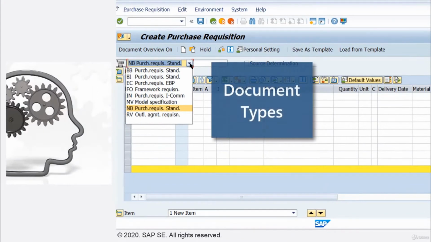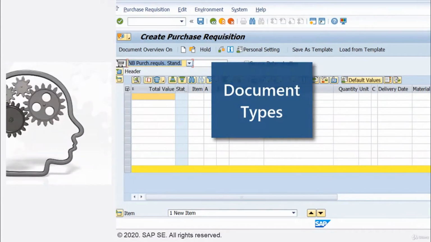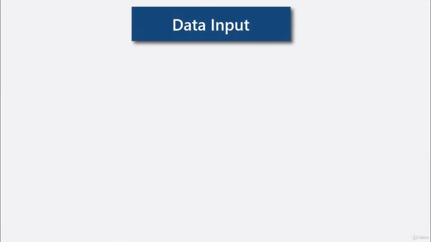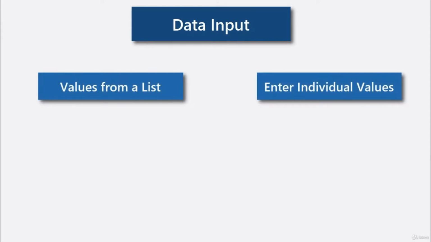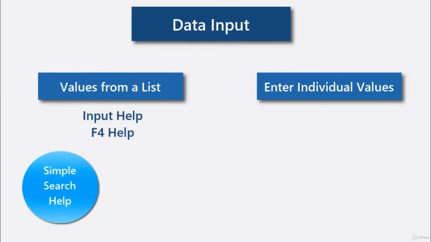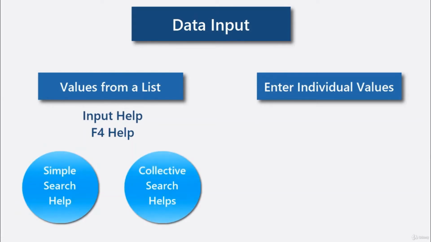After you've become acquainted with document types, let's turn to entering data in the document. While entering data in a document, you may distinguish between using values from a given list or typing individual values in an input field. To access a given list of values, input help, also known as F4 help, is available, either as a simple search help or as collective search helps. The latter you might remember from the master data lecture.